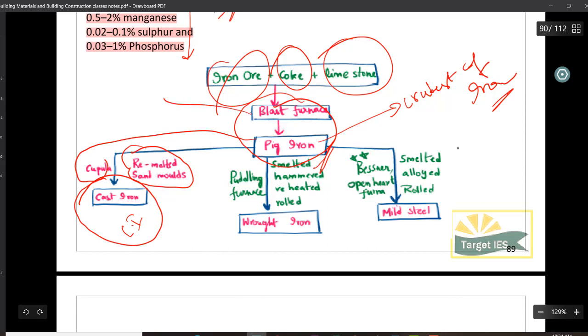इसमें carbon content कितना है pig iron में? 3 to 4%, right? Here it was 3 to 4%. In cast iron generally it will be 2 to 3%. Carbon content थोड़ा कम था, ठीक है?